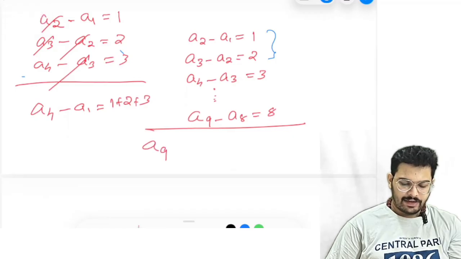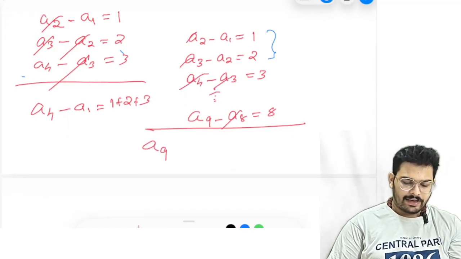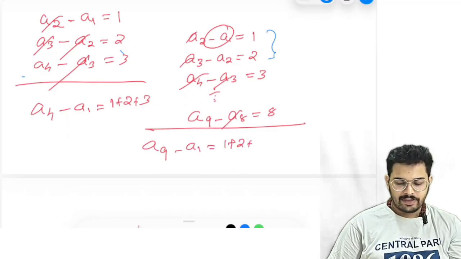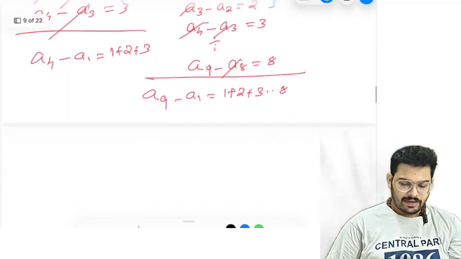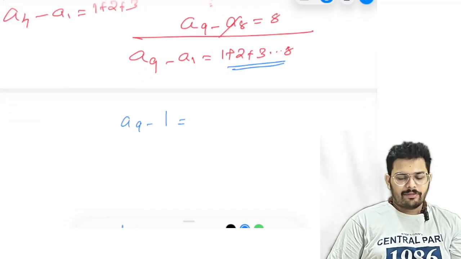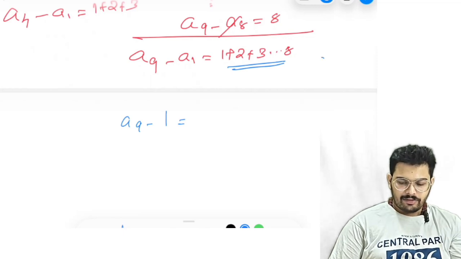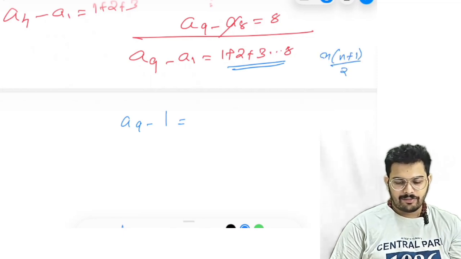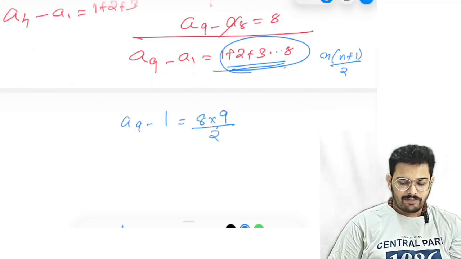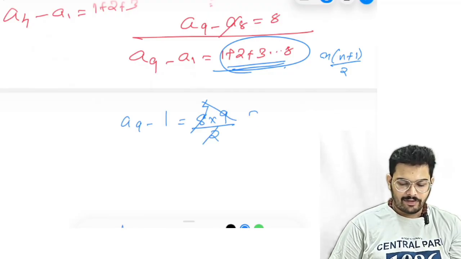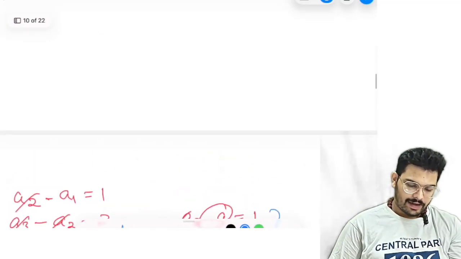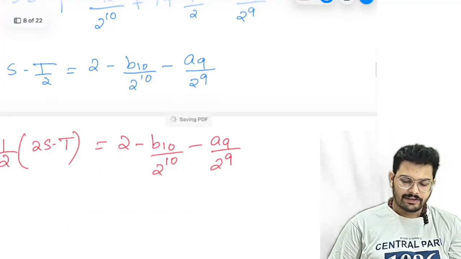Therefore if you add everything, all the middle values will be cancelled. At the end a9 will be there, and at the end there will be minus a1. a9 minus a1 equals 1 plus 2 plus 3 plus etc. 8. Now a9 minus a1 is the sum of n natural numbers, which is equal to n into (n plus 1) by 2. Here, the sum of the first 8 natural numbers becomes 8 into (8 plus 1), 9, divided by 2. When you cancel, this will become 4. 4 into 9 will be 36, which means a9 will be equal to 37. We have obtained the value of a9, which is equal to 37.